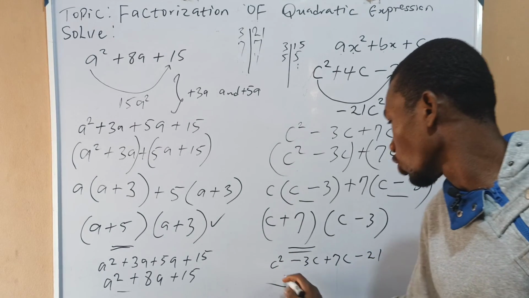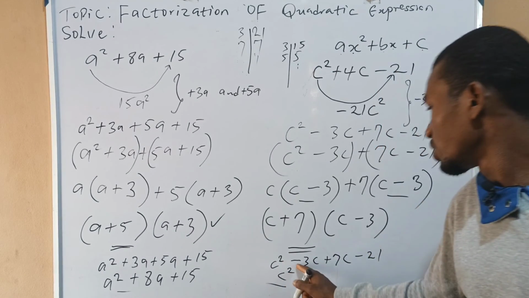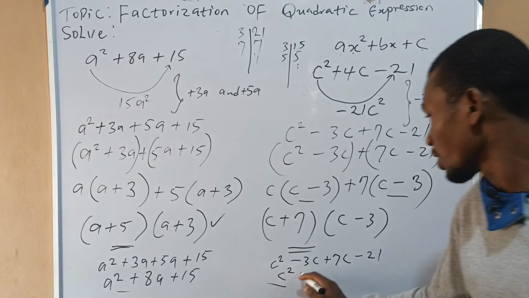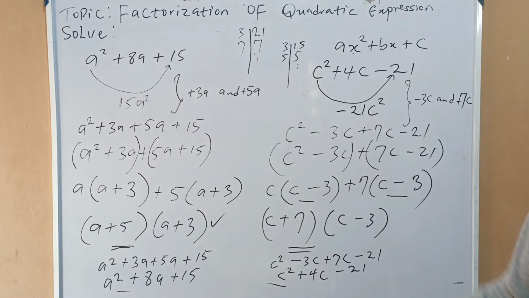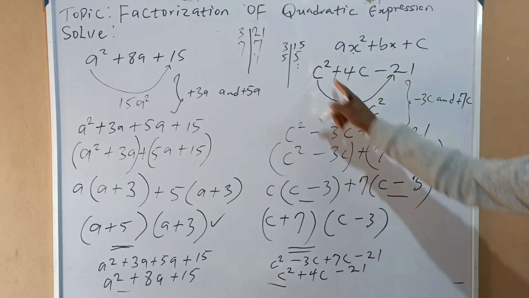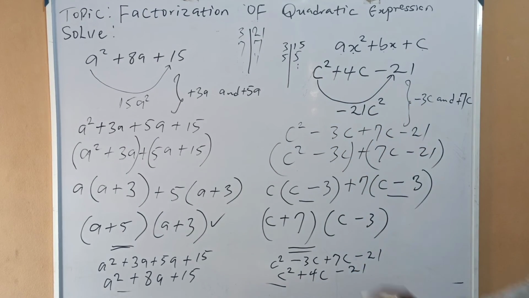Such that when we add up, we have c squared. Negative 3c plus 7c, we have plus 4c. Then minus 21. Remember, this very given expression is the same thing as this given expression. Hence, our answer is correct.